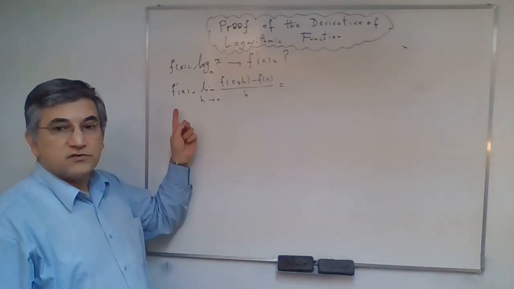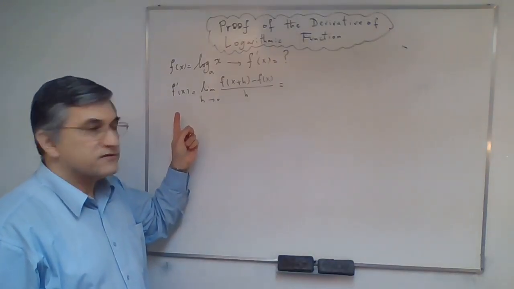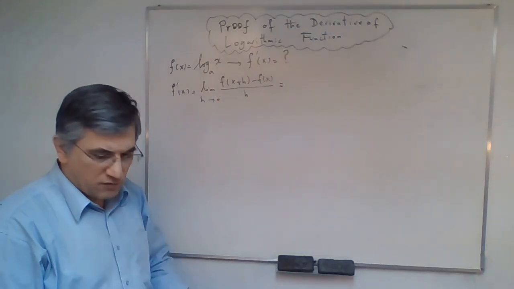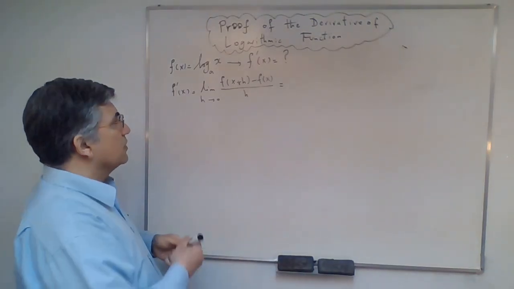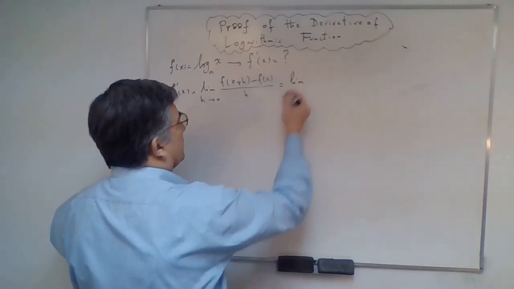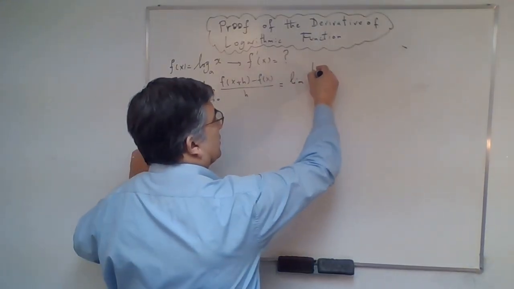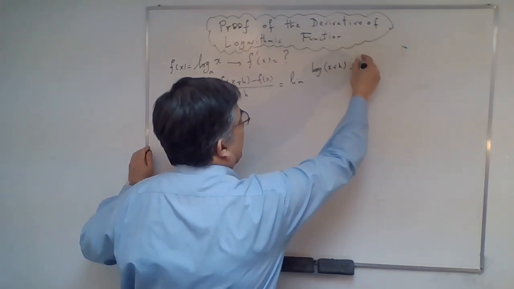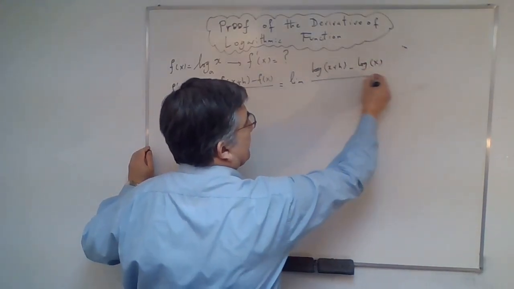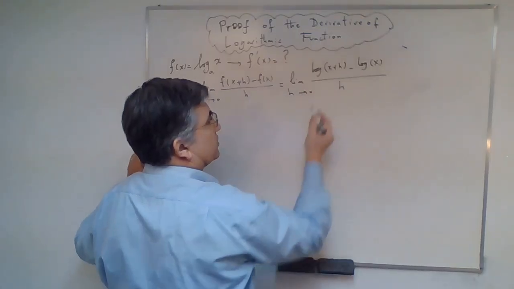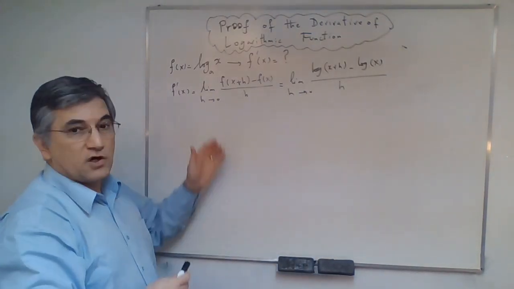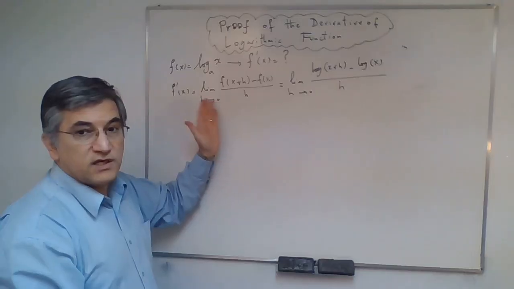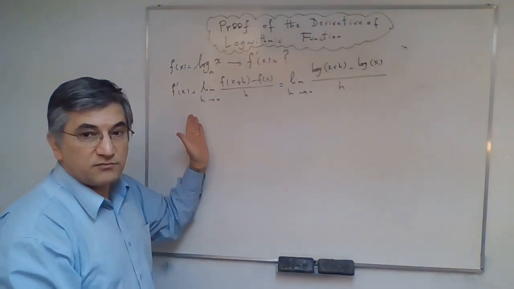So we're going to start with the theoretical definition of a derivative, which is limit of f at x plus h minus f of x over h when h approaches 0. And then we are going to substitute, instead of f at x plus h, we're going to have log of x plus h minus log of x all over h when h approaches 0. So we start with the theoretical definition of a derivative, that famous quotient, limit of f at x plus h minus f of x over h when h approaches 0.